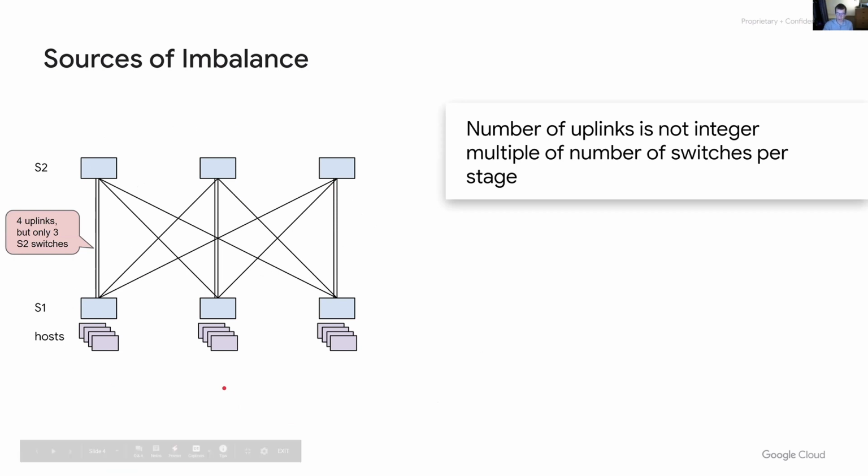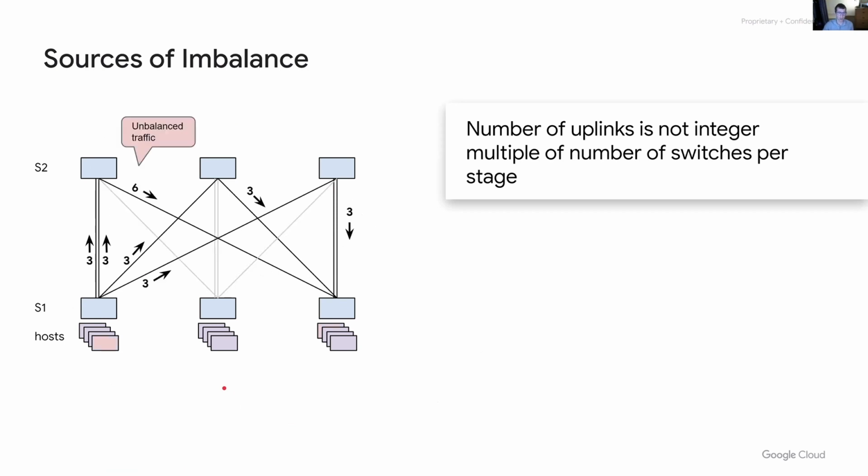Now, if you do naive ECMP routing, and let's say there's a host on this first S1 switch that wants to talk to a host on this last S1 switch, the picture looks as follows. Let's assume this host wants to send 12 gigabits per second of traffic towards that other host. You do ECMP routing, which means there are 3 gigs flowing on all of these links.